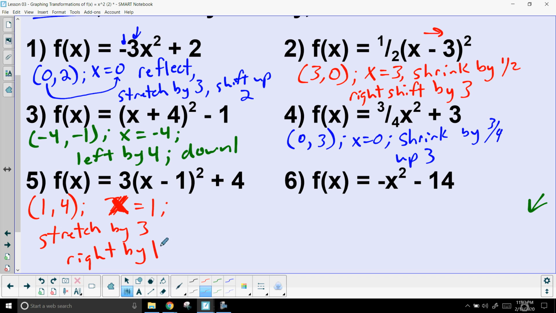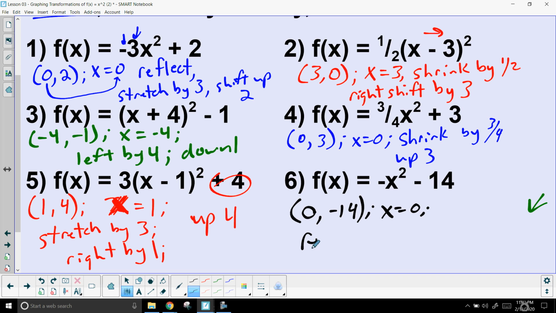Last one. I put in black. Vertex. No H, so we have a 0. Negative 14. Axis of symmetry is 0. We're going to have a reflection now because there is a negative out front. No H, so no horizontal shift. That minus 14 means we're going down 14. There you go. That's just a matter of practice.